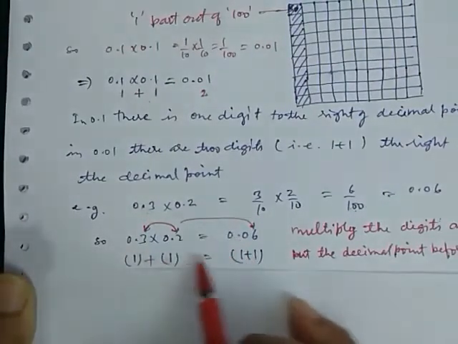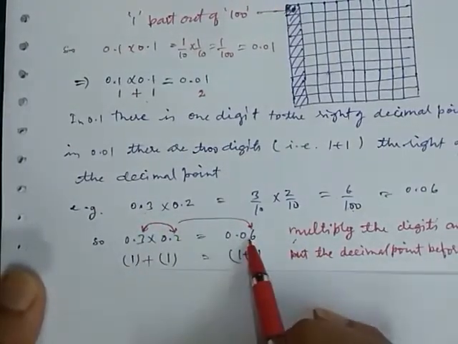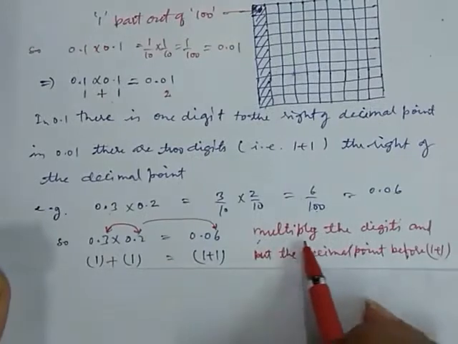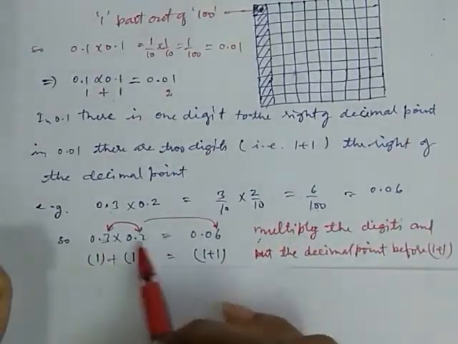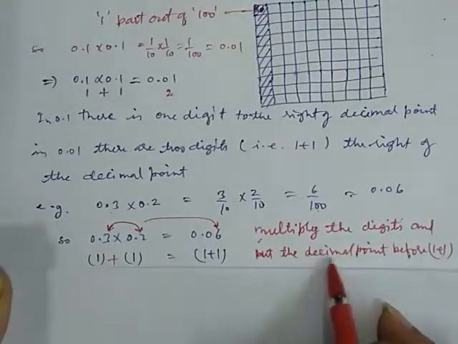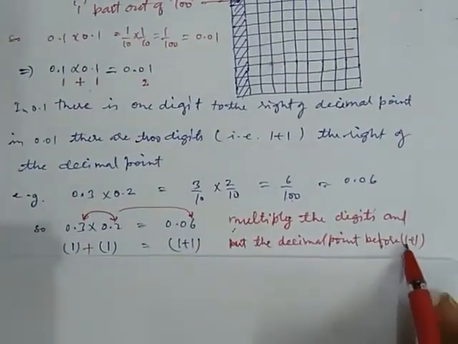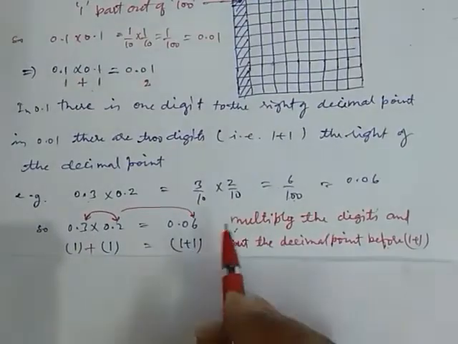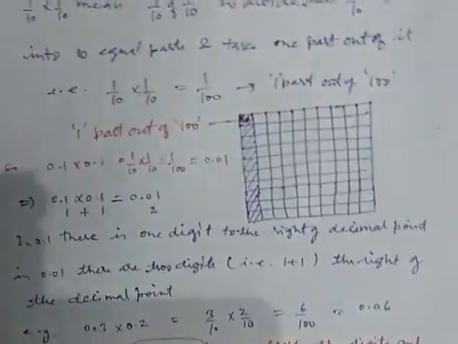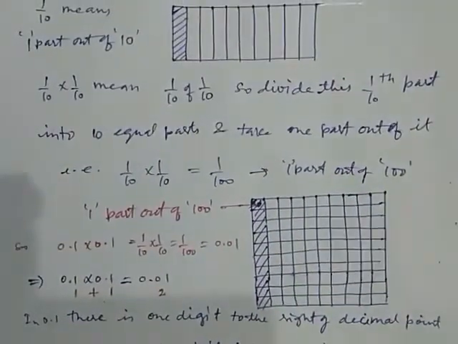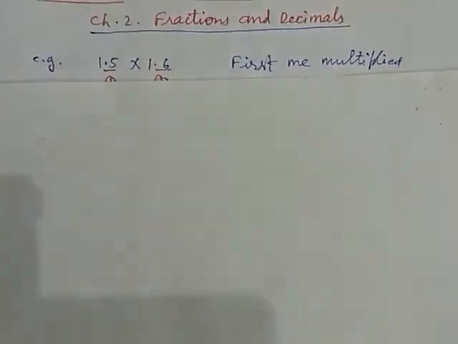This way we directly multiply the decimal numbers. So we conclude: multiply the digits ignoring the decimal, and put the decimal point before the same number of digits, that is 1 plus 1 here. So this way we can multiply decimal numbers. Now we learn some other example.